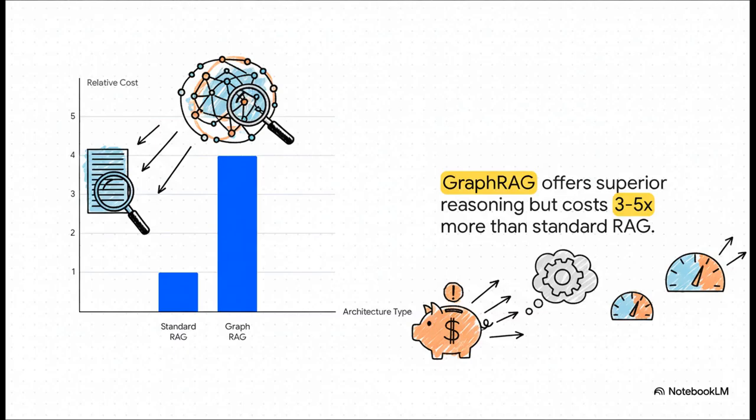If you move from a standard RAG system to something more advanced, like GraphRAG, which understands the relationships between documents, not just the documents themselves, you get much better reasoning. But that comes with a price tag that can be 3 to 5 times higher in compute costs.